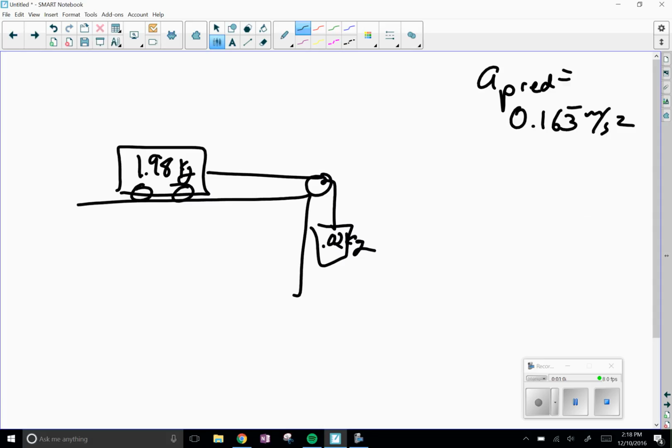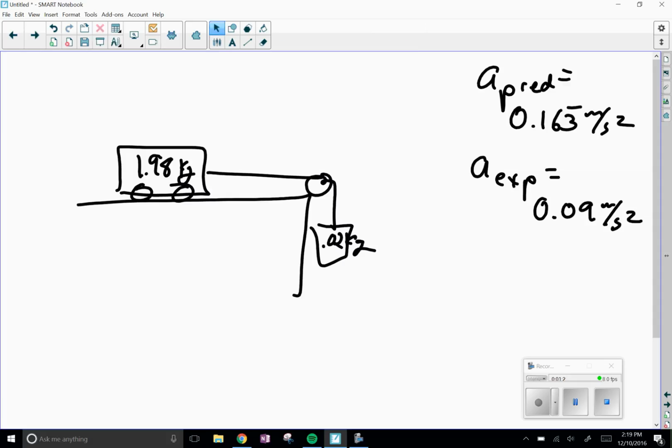All right, so let's suppose you did the lab and calculated your experimental acceleration, and maybe you got, say, 0.09 meters per second squared. And again, it's reasonable that that number could be smaller because the predicted value isn't affected by friction. So here's the deal. If you look at the forces acting on your system, there are going to be two forces acting on it.